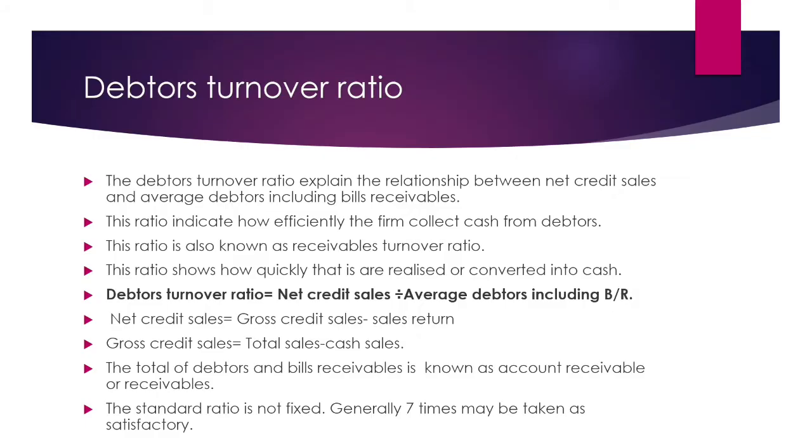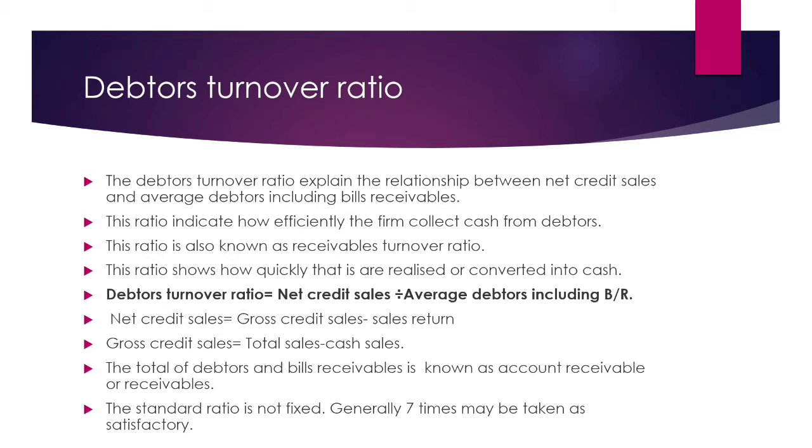It is one of the important ratios that is included in activity ratios. What is the debtors turnover ratio? It explains the relationship between net credit sales and average debtors including bills receivable. This ratio indicates how efficiently the firm collects cash from debtors. This ratio is also known as receivables turnover ratio. This ratio shows how quickly debtors are realized or converted into cash.